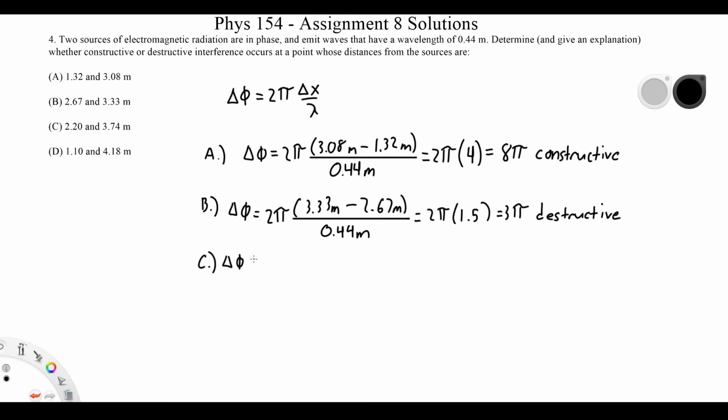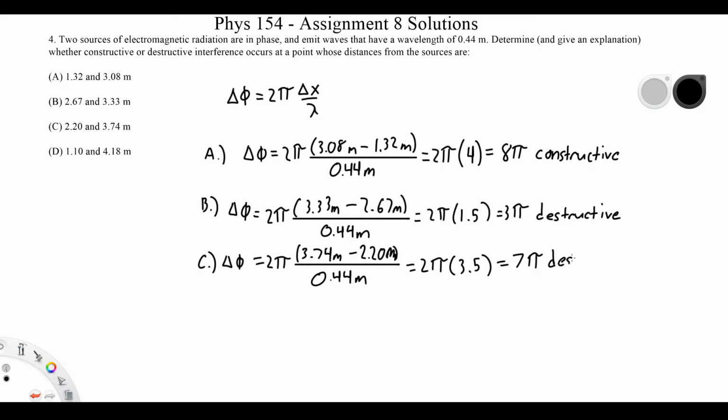Part C. Do the same thing with just a couple different numbers. 3.74 meters minus 2.2 divided by that 0.44. What do we get here? We get 3.5, which times that 2 pi gets us a 7 pi. Once again, an odd integer times pi is going to get us that destructive interference.